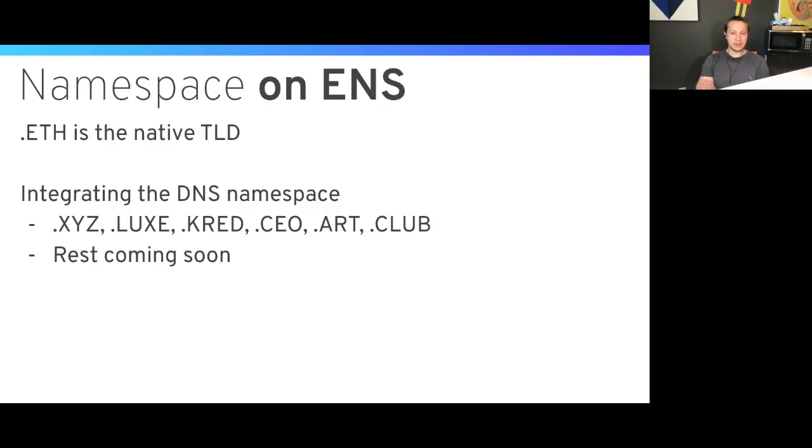Right now, we have the top-level domains .xyz, .luxe, .kred, .co, .art, and .club integrated in various ways. They work different ways. And the rest of the DNS namespace will be available for importing very soon. In fact, that feature of the entire DNS namespace being available is already on the Ropsten testnet if you wanted to test it out, and will be on mainnet pretty soon.